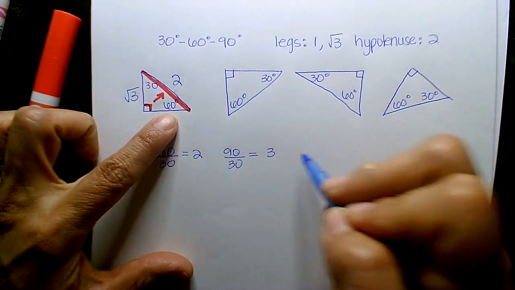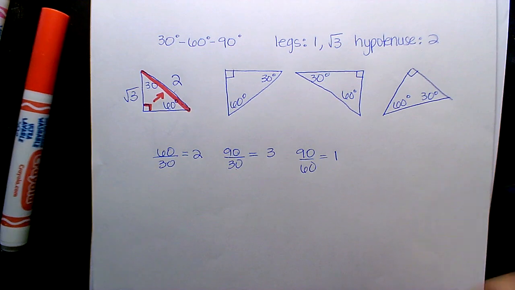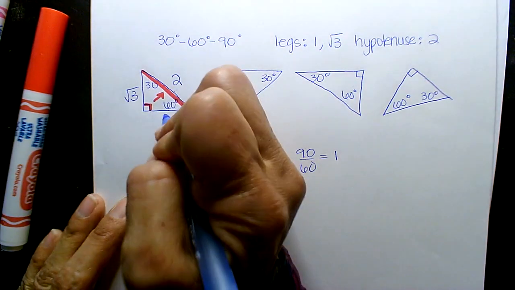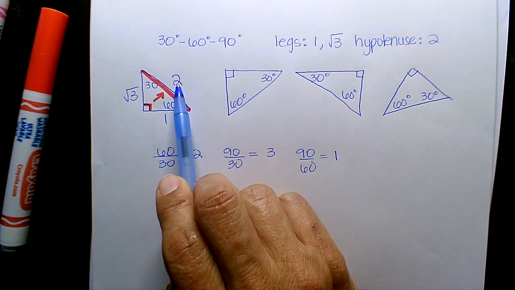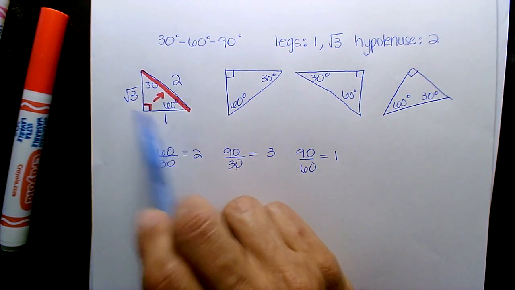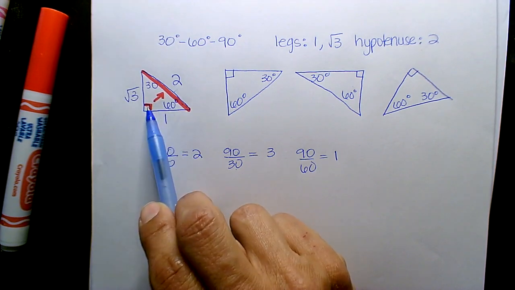And then how many times does 60 go into 90? Obviously it's a decimal, but we're not using it for actual arithmetic. It's a shortcut, and so this is your one side. So your 30-60 hypotenuse is always 2. Your legs are always 1 and rad 3. The 30-90 side is rad 3. The 60-90 side is 1.